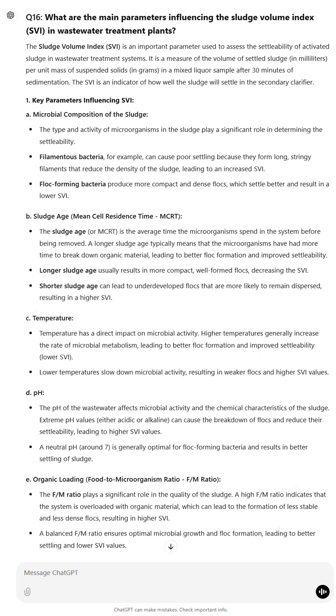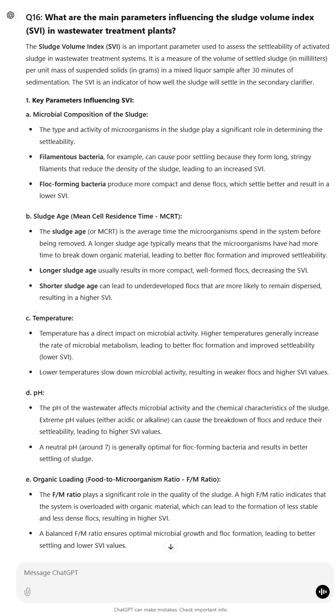B. Sludge age, mean cell residence time. The sludge age, or MCRT, is the average time the microorganisms spend in the system before being removed. A longer sludge age typically means that the microorganisms have had more time to break down organic material, leading to better flock formation and improved settleability.